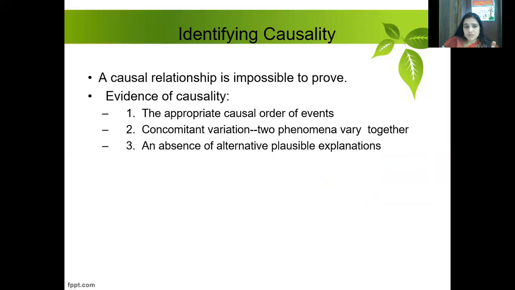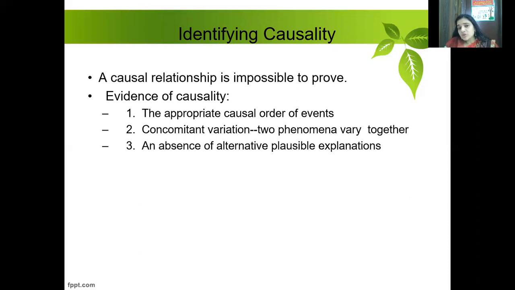Identifying causality has its own limitations. A causal relationship is actually impossible to prove. It's not 100% possible to prove a causal relationship. Evidence of causality, how would we come to know? Number one, the appropriate causal order of events, whether they are actually causing one or the other events, or concomitant variation, two phenomena varying together, or an absence of alternative plausible explanations.